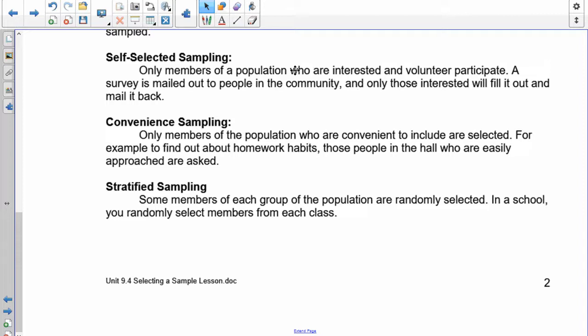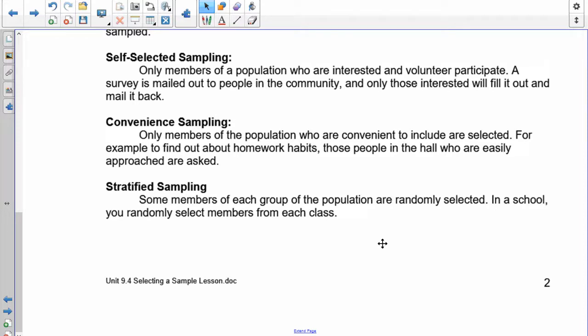Okay, now, convenience sampling. In convenience sampling, only members of the population who are convenient to include are selected. For example, to find out homework habits, those people in the hall who are easily approached are asked, right? Or you could go to a mall and just grab people randomly out of the mall. Those are convenient and easy to collect.